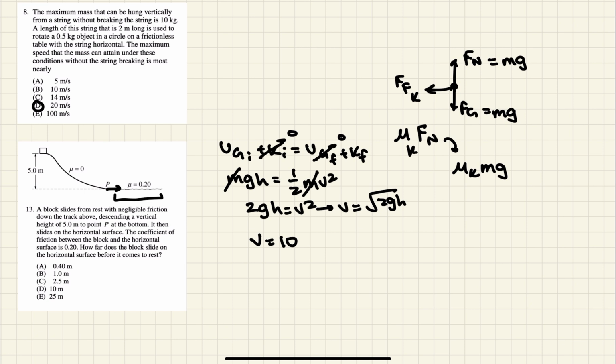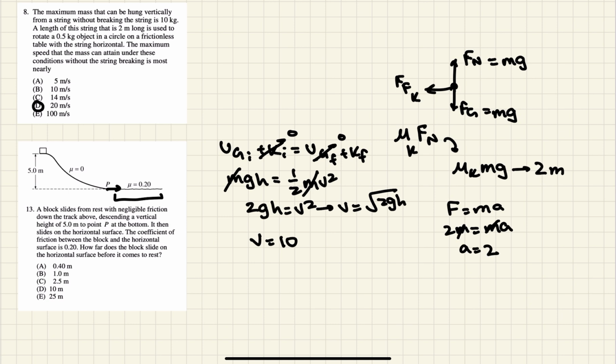Let's not plug in stuff yet. Let's keep it like this. Or actually, we can plug in mu k and g because we do know that. Mu k is 0.2, g is 10, so that's just going to be equal to 2m. That's the friction force. And we know force is equal to mass times acceleration, so 2m is equal to ma. Well, that's nice. The masses cancel out, and so a is equal to 2.